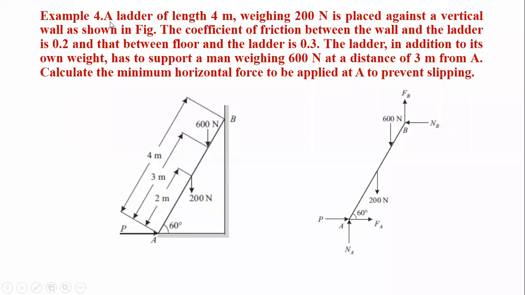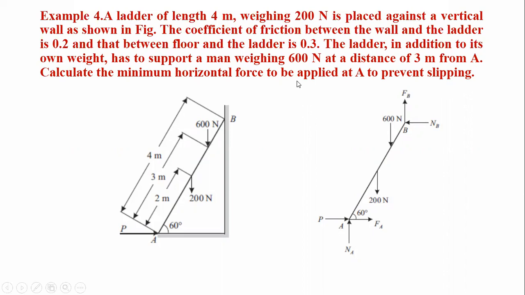Now if you see here, a ladder of length 4 meter weighing 200 Newton is placed against a vertical wall as shown in the figure. The coefficient of friction between the wall and the ladder is 0.2, and that between the floor and the ladder is 0.3. The ladder, in addition to its own weight, supports a man weighing 600 Newton at a distance of 3 meters from A. Calculate the minimum horizontal force to be applied at A to prevent the slipping.